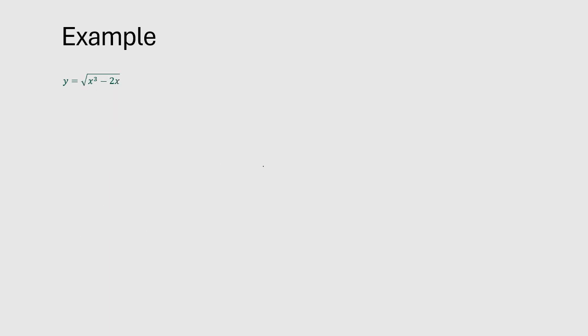In this example, we want to solve y is equal to the square root of x cubed minus 2x. The first step whenever we want to solve this is to put it in the form where the square root is just the same as (x cubed minus 2x) raised to the power 1 over 2. It's just the same as this.